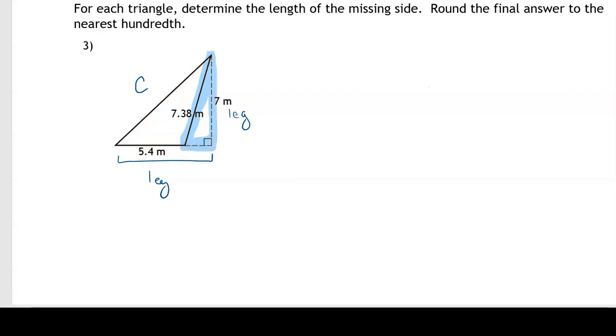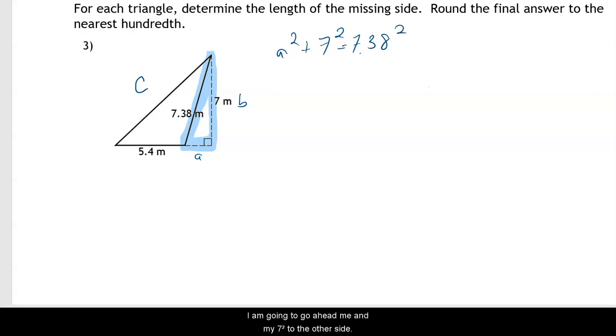Let me erase some of our highlights there. So looking at my smaller right triangle, I'll just label this as A and this one is B. So A squared plus 7 squared equals 7 3/8 squared. I'm going to go ahead and move my 7 squared to the other side, so I'm going to subtract that. I'm going to do that instead of finding the square of each of those, because I want my decimal when I take my square root to be as exact as possible.